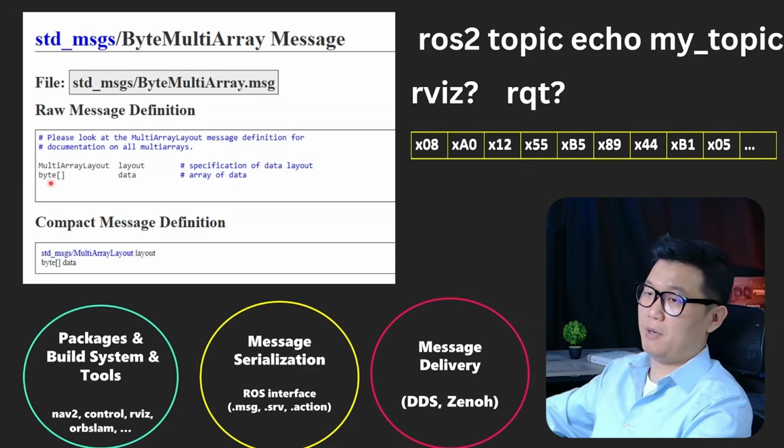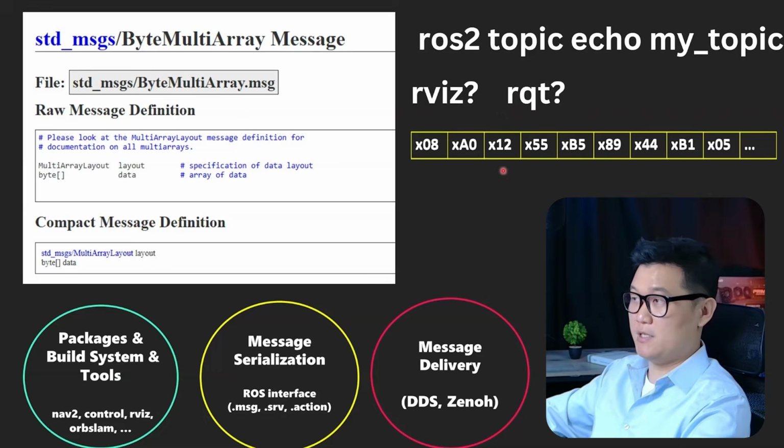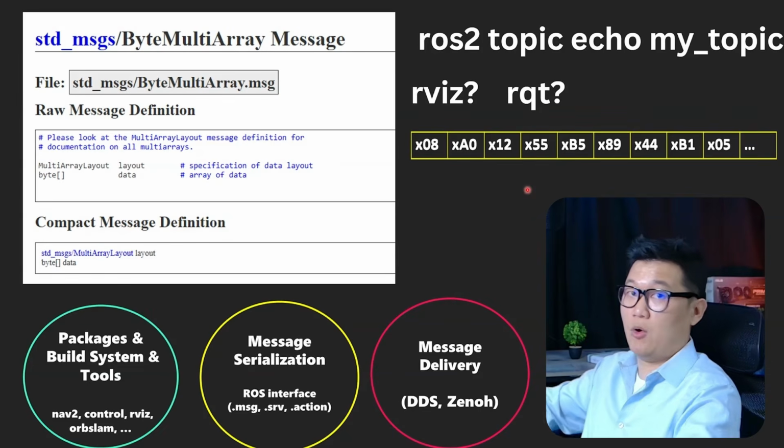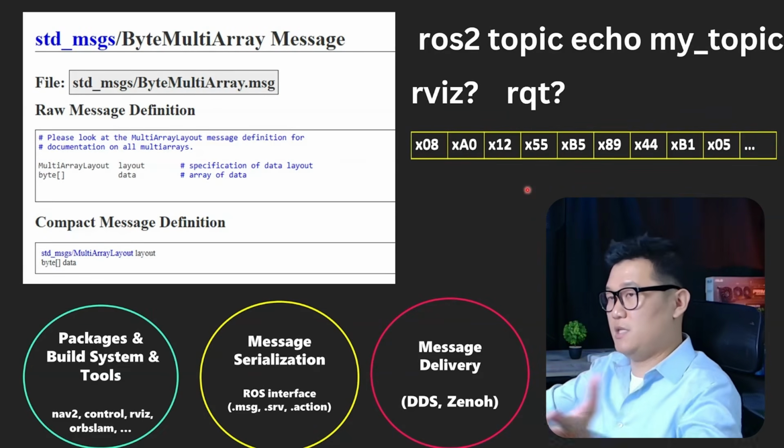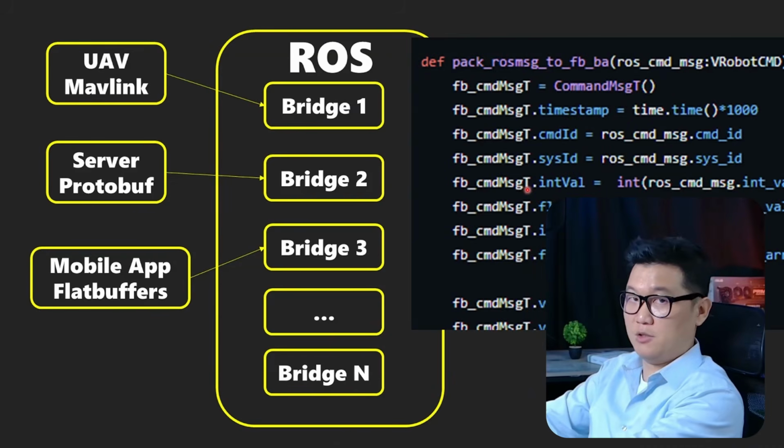If you use the raw byte array as it is with the raw standard messages, and then you use ROS2 topic echo my topic, what's going to come out? The byte array will come out, and then RQT, RViz and other tools like Gazebo will not work with this byte array, because you are not using the ROS specific message serialization, and the ROS tools do not understand this byte array, and then all of a sudden ROS is useless. So you have two choices. Stick with this or managing all these bridges like this.